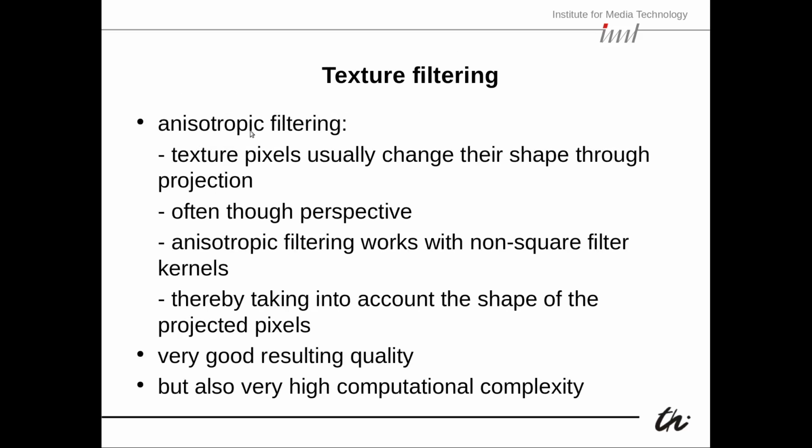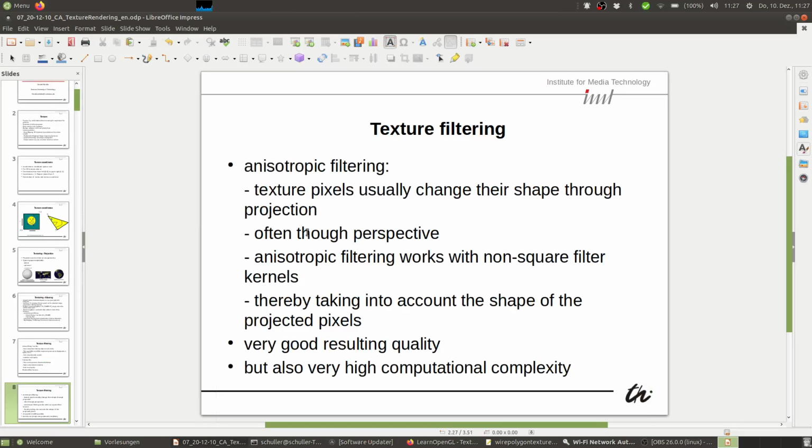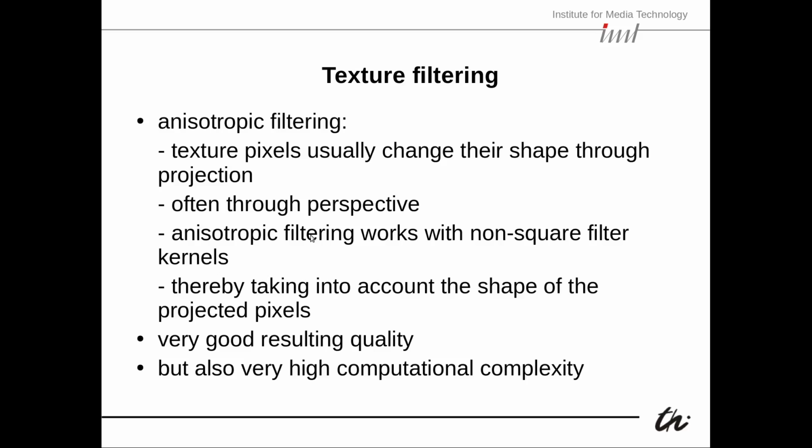Yeah, so anisotropic filtering is interesting for our objects because texture pixels usually change their shape through projection, so often through perspective. And anisotropic filtering hence works with non-square filter kernels, right? So basically it adjusts its filter kernel to the perspective of the object, thereby taking into account the shape of the projected pixels. This results in very good quality, but also in high computational complexity because we need to adjust the filter kernel all the time.